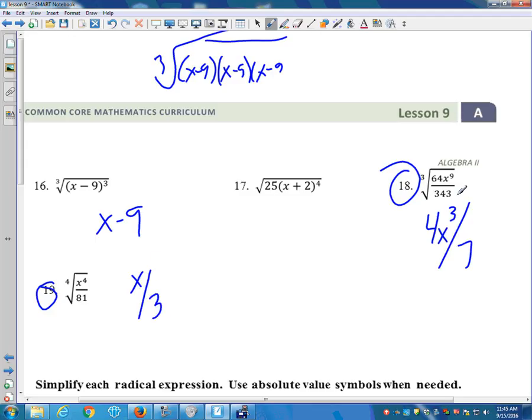Okay, as I walked around, I saw most of you had 4x to the 3rd over 7 and x over 3. If I missed anyone, call me over. I can help you with that.